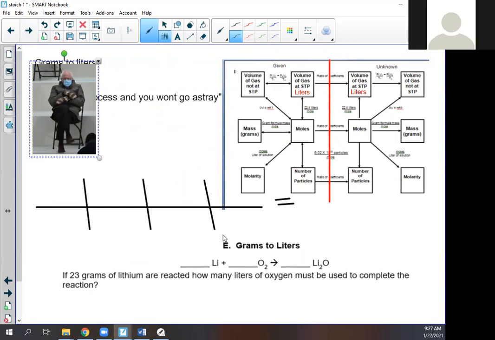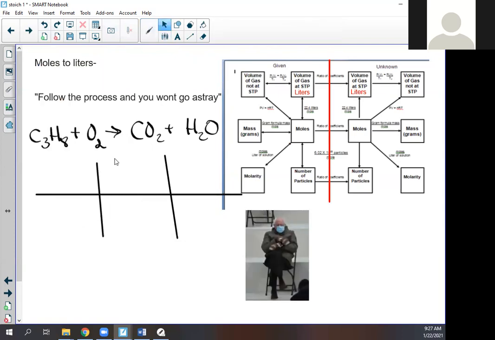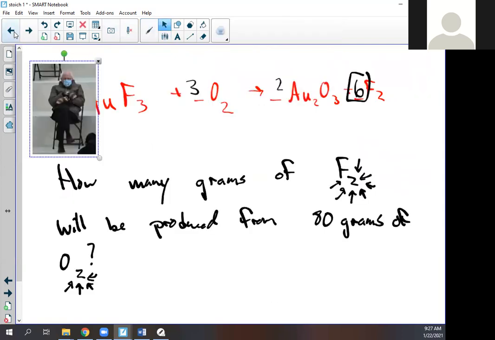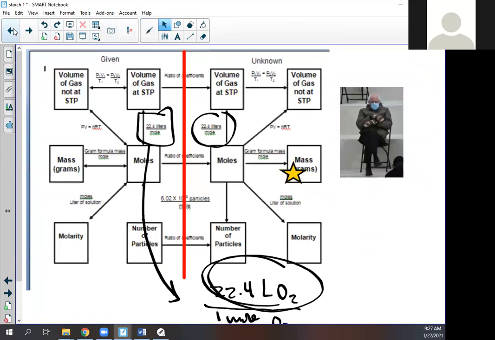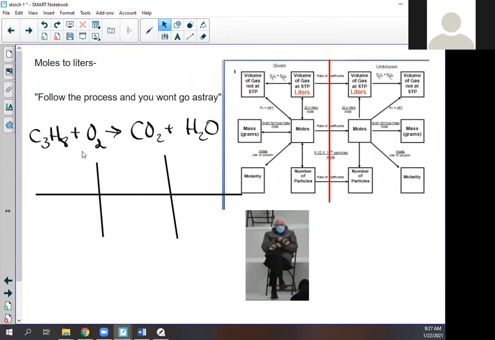Here. Did I skip one? Did I skip D? Yeah. Okay. Oh, sorry, Bernie. Well, where is D? Was that the same? Was that it? That is it on page whatever.